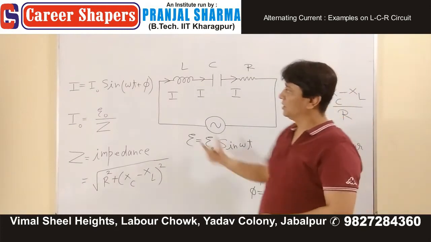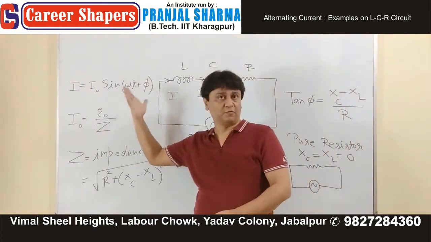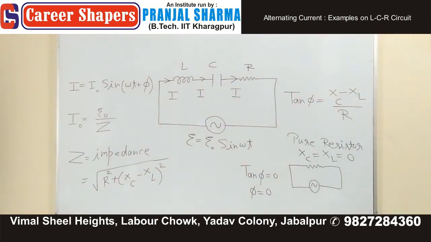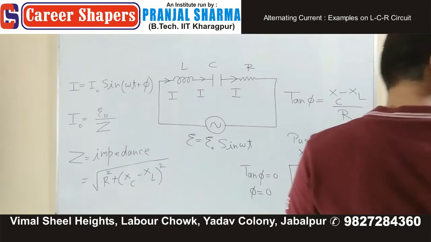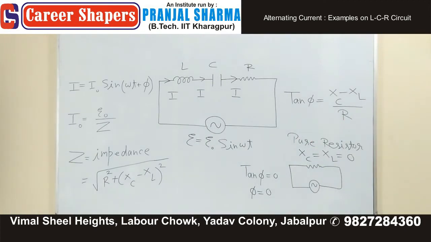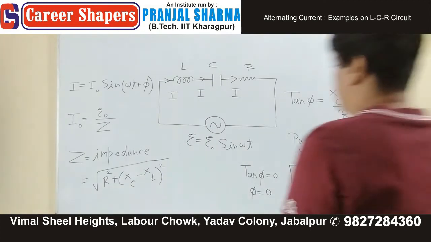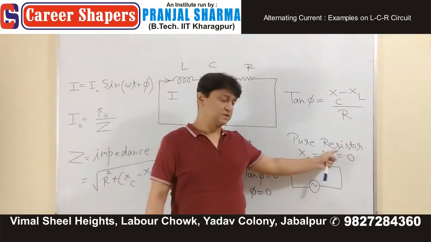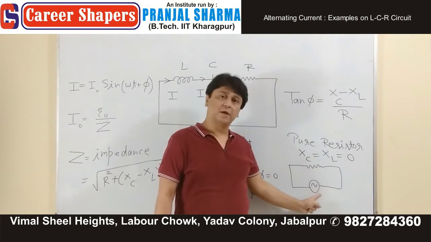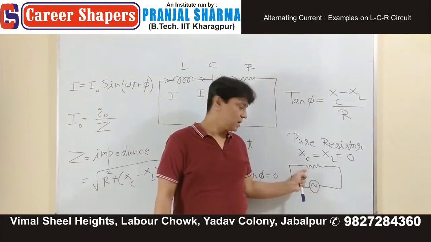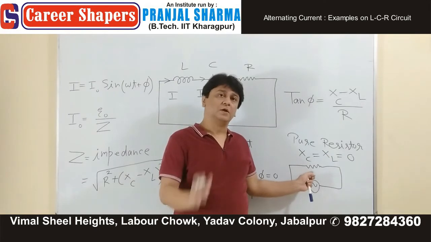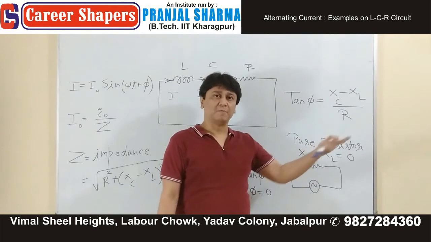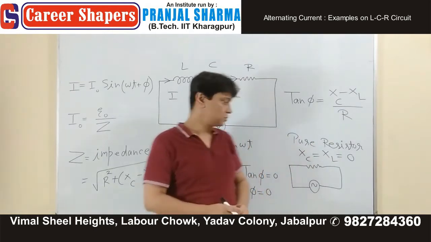This is omega t, this is omega t plus phi. That means if you have a pure resistor, then this EMF and the current flowing in the resistor, there is no phase difference in those things, which I hope you remember was a statement for pure resistor also.